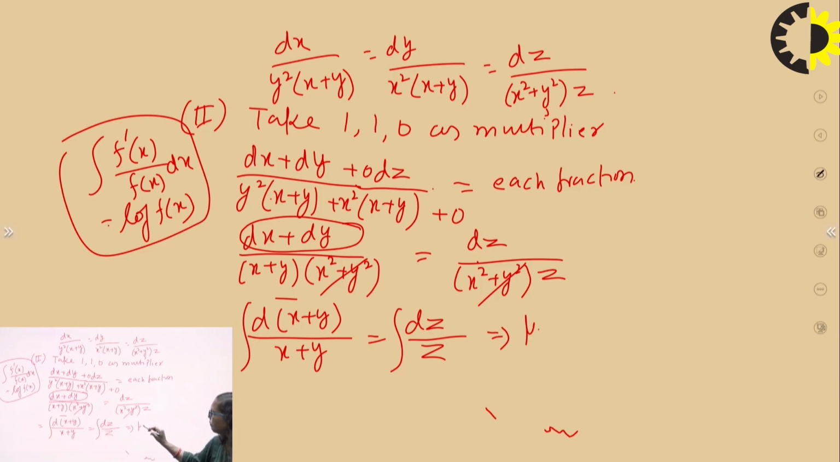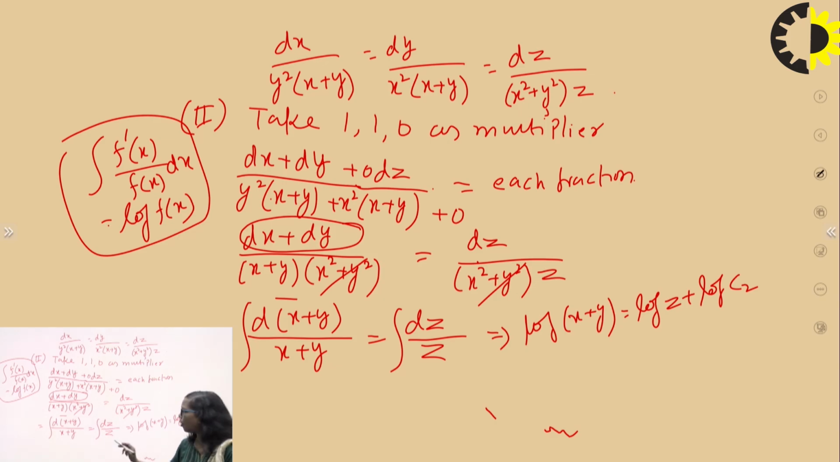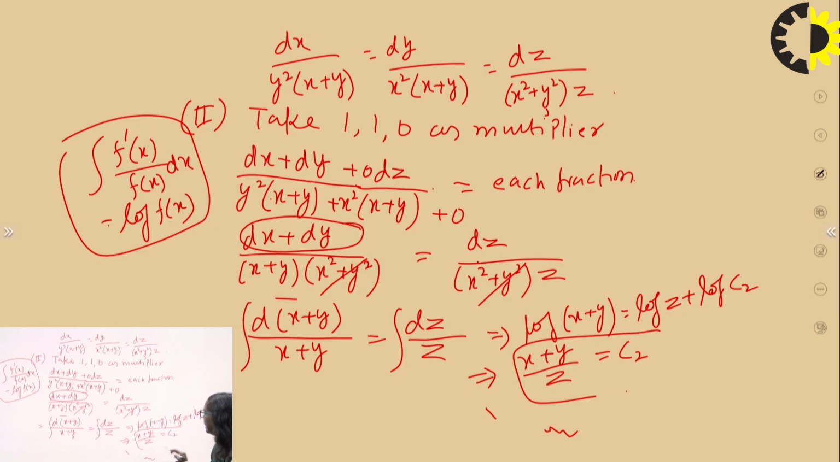Integration of this gives me log of x plus y, and integration of this gives me log z, and let me take the constant also in log, log c2. Clear? Shifting the log over here and applying the formula log a minus log b, my second solution becomes x plus y by z is equal to c2. X plus y by z equal to c2 is my second independent solution.